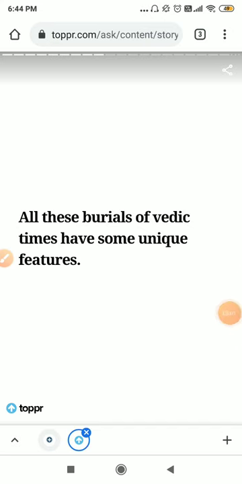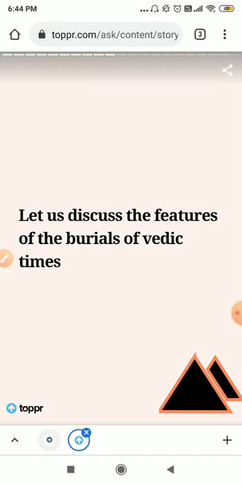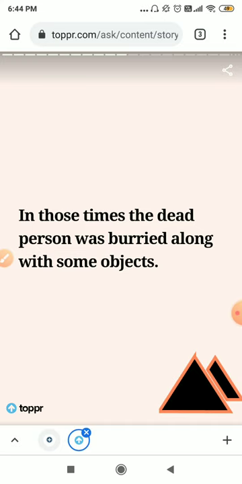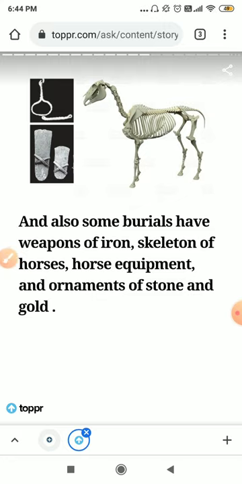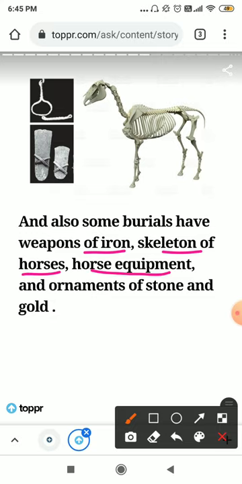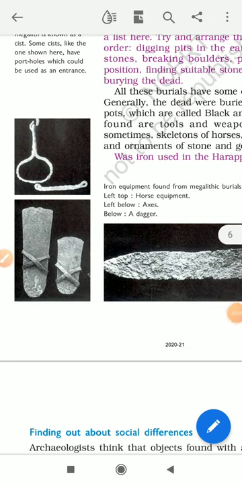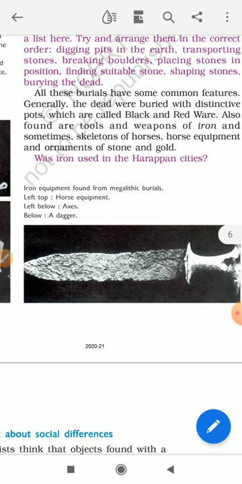Now, all these burials of Vedic times have some unique features. Let us discuss them. In those times, the dead people were buried along with some objects. Generally, the dead were buried with black and red ware pots. These were a very distinctive type of pots. Some burials also had weapons of iron, skeletons of horses, horse equipment, and ornaments of stones and even gold. Till here we do not find any evidence of the use of iron. It is during this time that we for the first time hear that iron was used by the people. These images show, on the left top, horse equipment, on the left below, axes, and below this, a dagger. These are the iron equipments which have been found from megalithic burials.